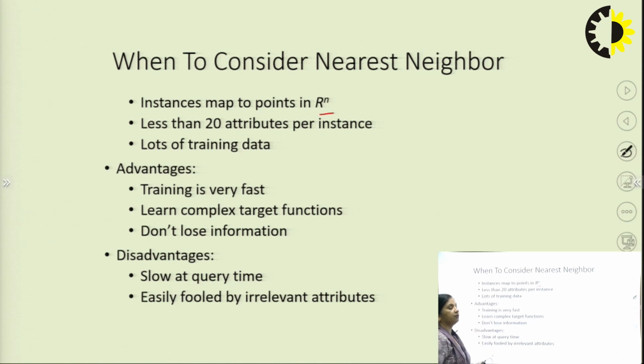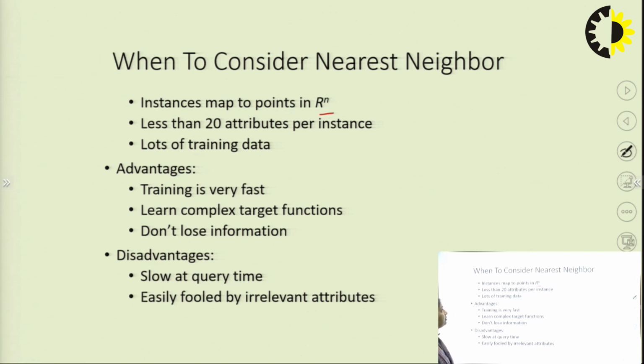When we have a lot of training data, we can also prefer nearest neighbor, because it is based on the nearest points which are drawn in Rn, that is, n-dimensional real space.